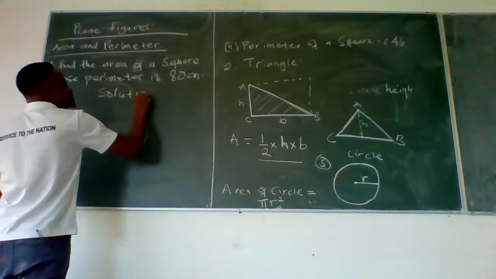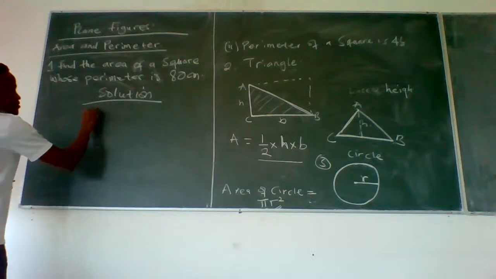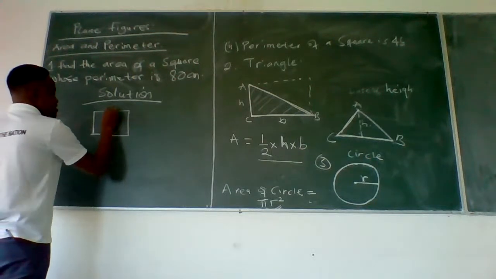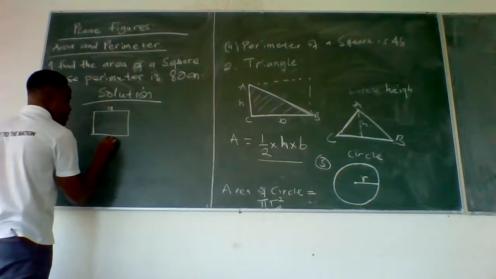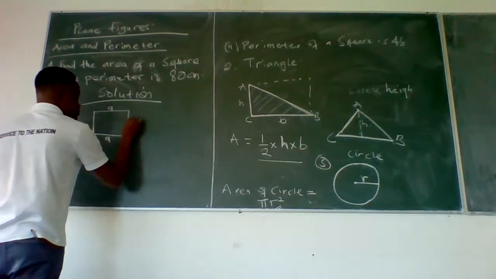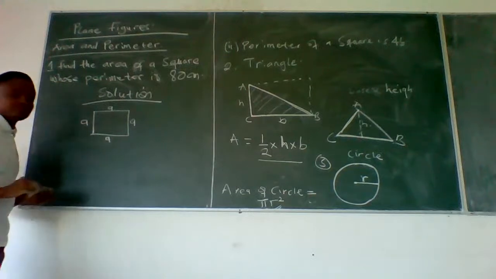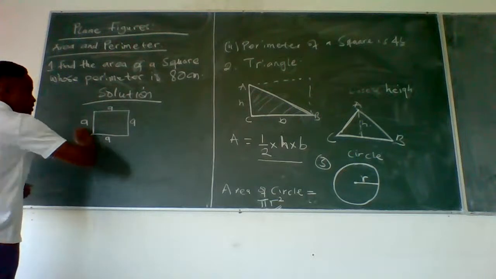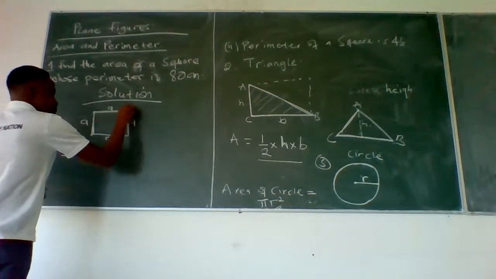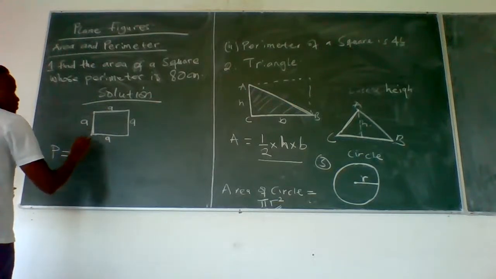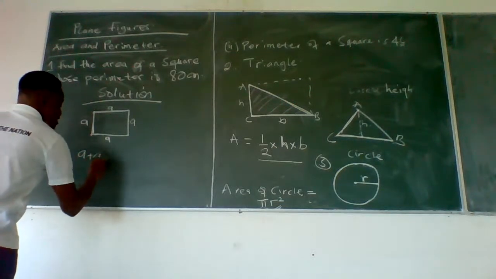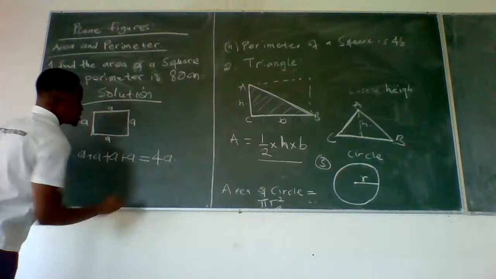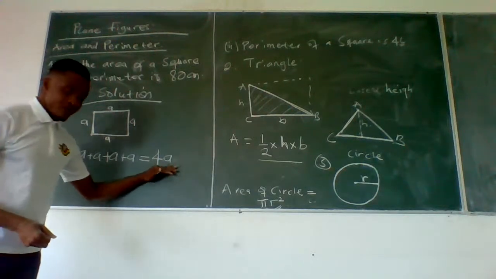A special rectangle with all sides being equal. So let's assume that this is my square. When I represent this side as A, it means this side is also equal to A, this one is also equal to A, and this one is also equal to A. And we know that the perimeter P is equal to the total distance covered by this figure. So you have A plus A plus A plus A, which is the same as 4A.